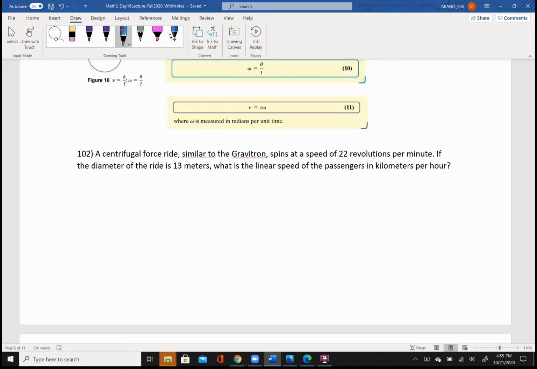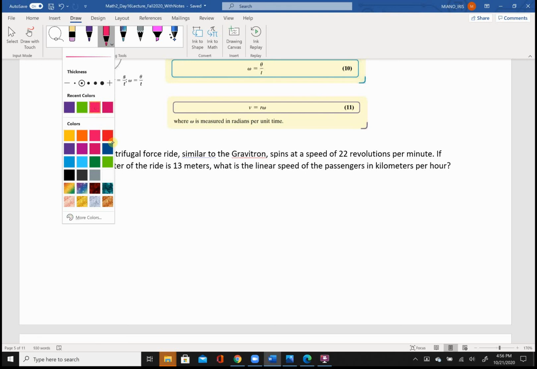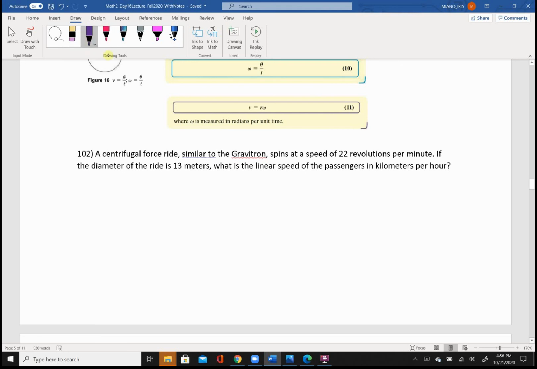We are given the radius, believe it or not. It says the diameter is 13 meters. So you take that 13 meter diameter, and you cut it in half and you recognize that the radius is 6.5 meters, right? Because as we know from our geometry days, the radius is always half the diameter in a circle.